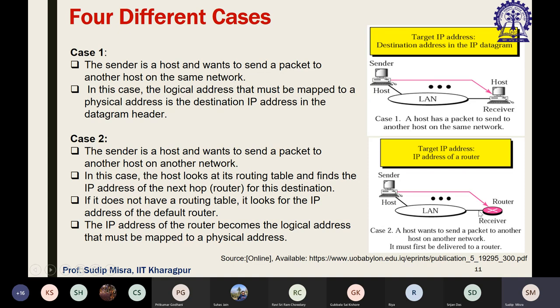It is going to be sent to the default router, right? If the IP address is found, it is going to send to that particular router, wherever it has to send. Obviously, if it is a different network, then it has to send it to that router, whether it is a default one or not. The IP address of the router becomes the logical address that must be mapped to the physical address.